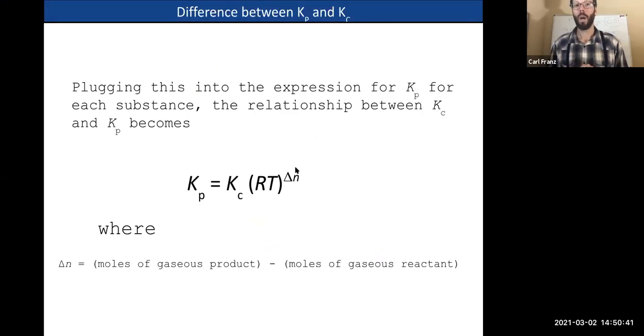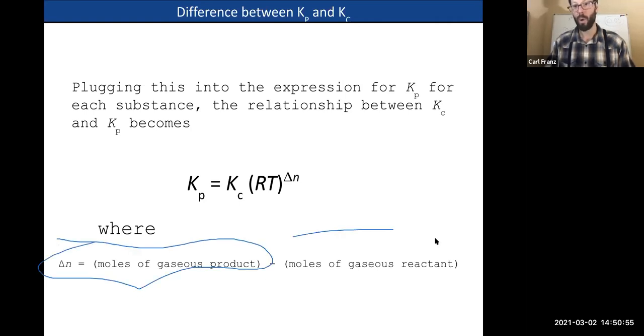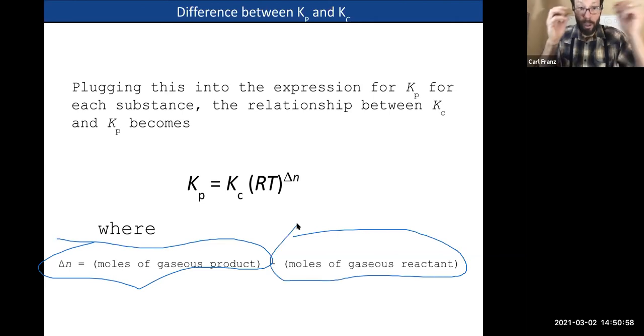All right. We're going to solve for things. We're going to say that delta N is just the change in the moles. So, moles of product minus moles of reactant. How do you know what the moles of those are? The coefficients in the balanced formula.